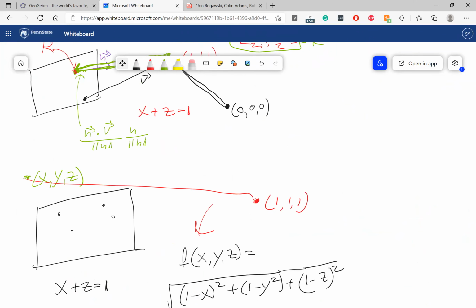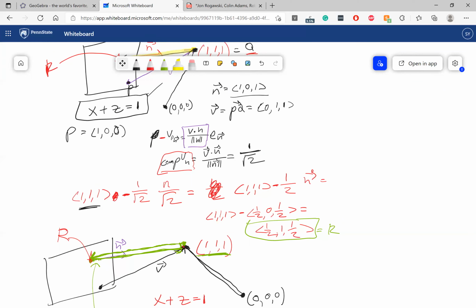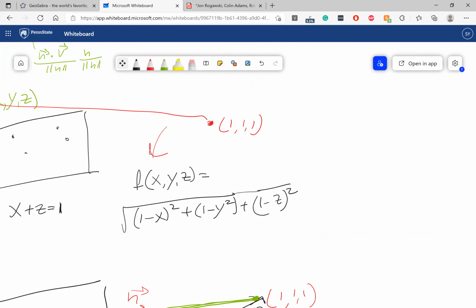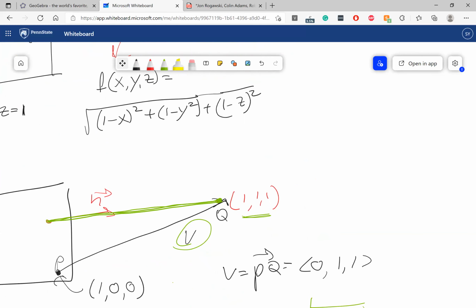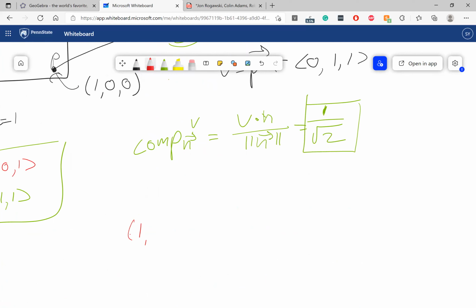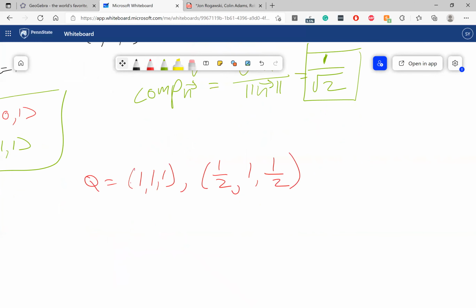What's the point R? What was the point R that we found? The point R was the point 1/2, 1, 1/2. So let's do that here. So we have this point 1, 1, 1, and this is the point Q. And another point, which is the point 1/2, 1, 1/2. Let's find the distance between these points. So R and Q.